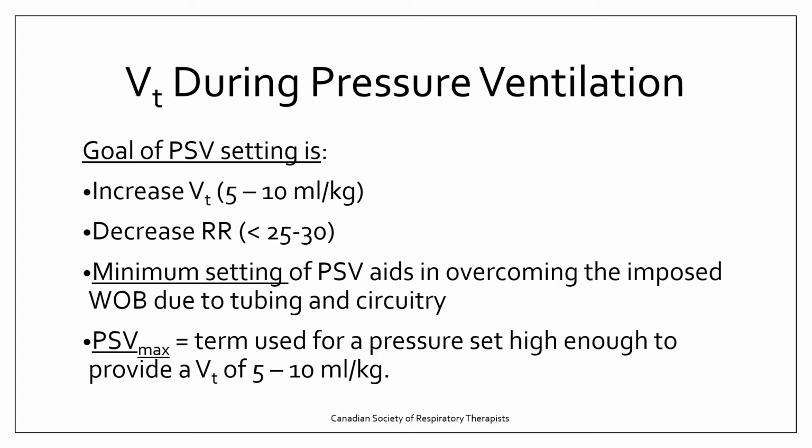There is a setting, sort of a pressure support max. That's the term for the pressure set so that it's high enough to provide a tidal volume of 5 to 10 mL per kilo. It can vary based on the patient. If you're delivering really, really high support, so if you're into higher levels of pressure support, that's sort of the max amount. And now we're not just overcoming the resistance of the endotracheal tube and the circuitry, we're actually aiding the patient. We're taking away some of that work of breathing now. So we're helping deliver that volume that we're hoping that they can achieve on their own.